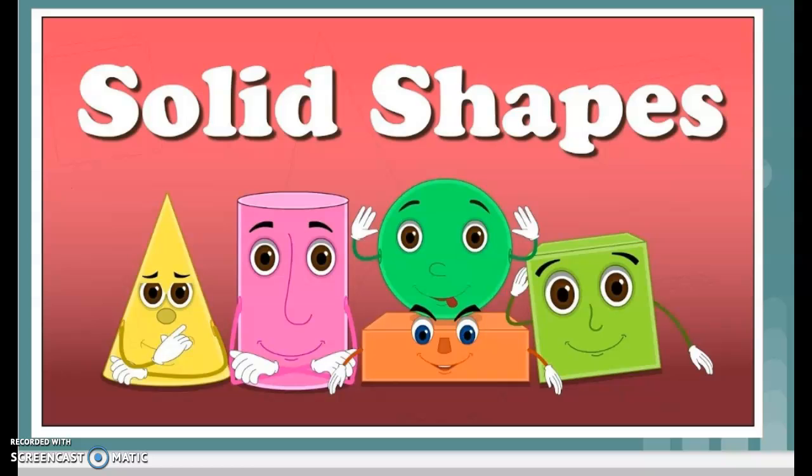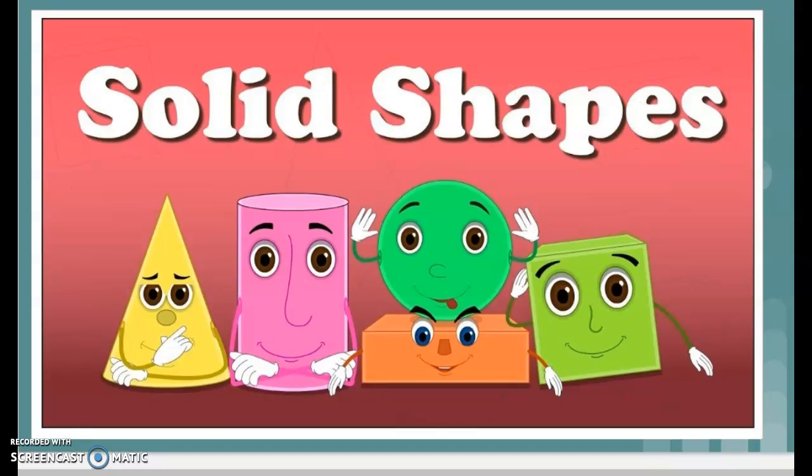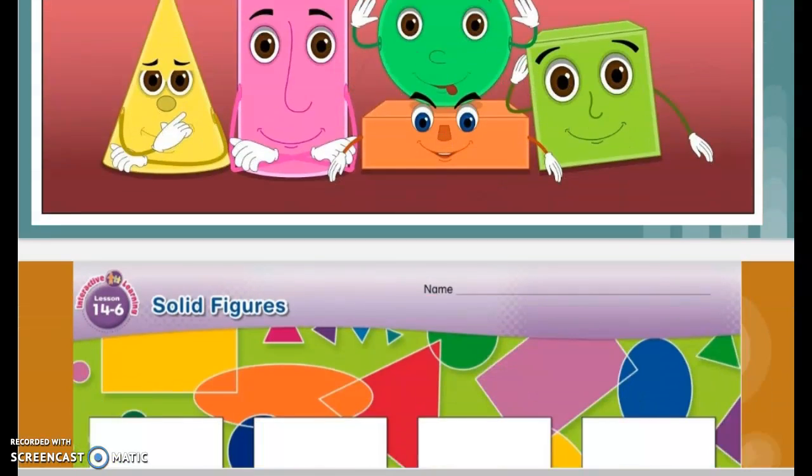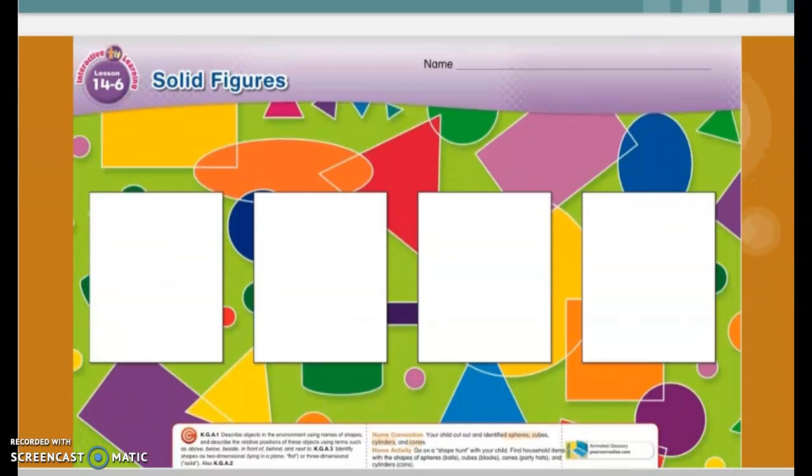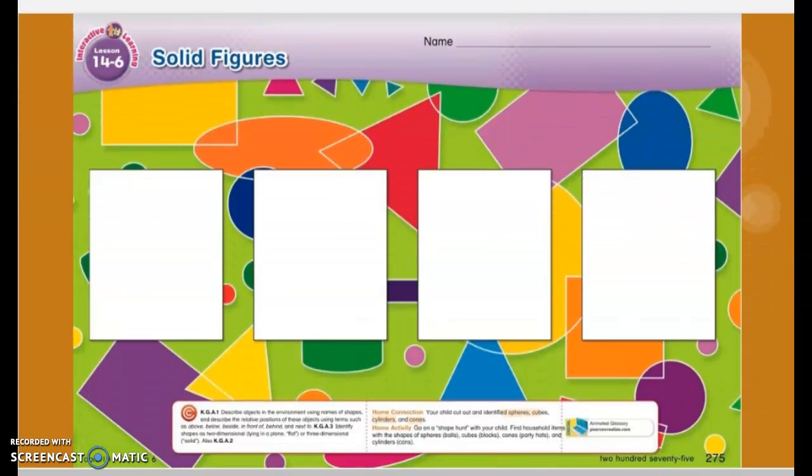So let's go look at the first page. This page has 4 different boxes, and they want you to do the same thing and do a shape hunt in your house and find 4 different shapes that are solid figures. So one can be a cylinder, and an example of a cylinder would be a soup can, or a roll of toilet paper is also in the shape of a cylinder.